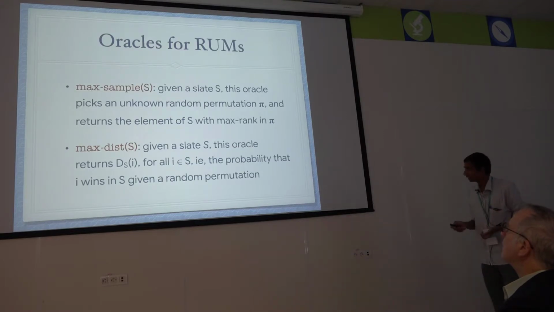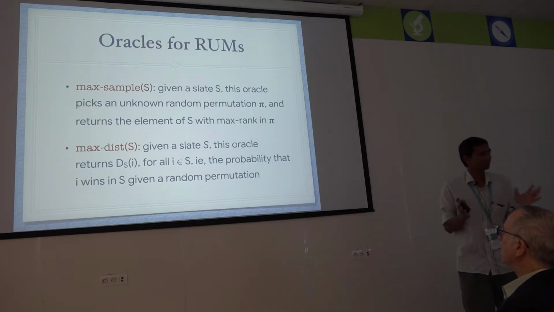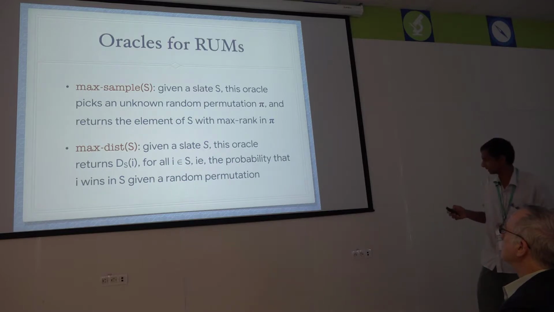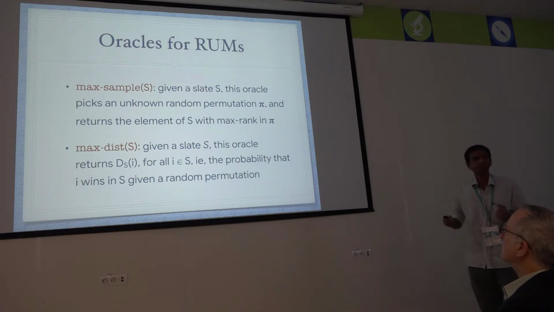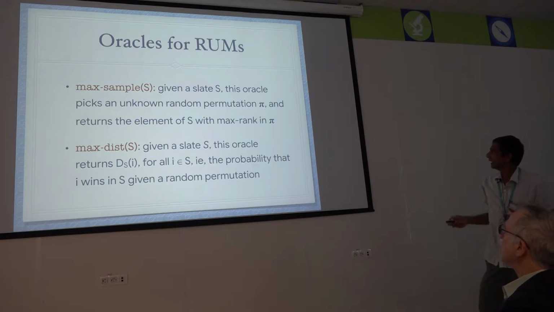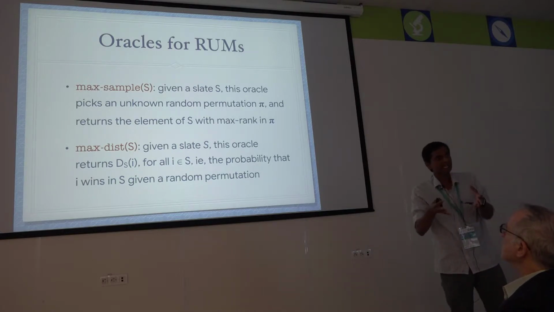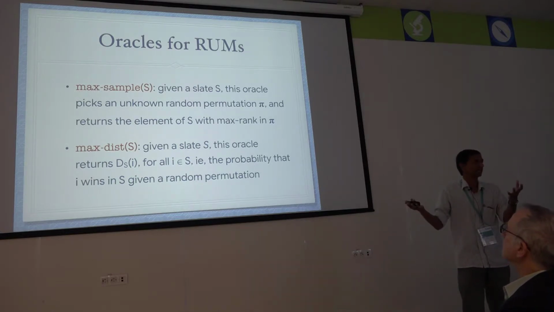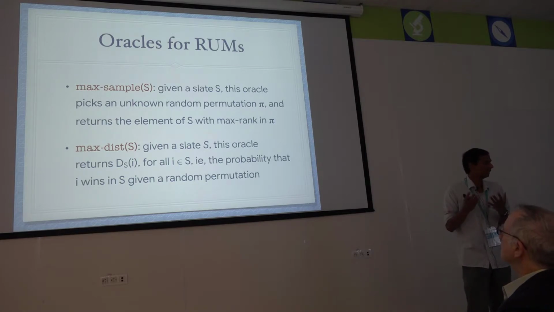Okay, and there are two kinds of oracles, just to formalize what we are going after. We have two kinds of oracles that are interesting. One is called the max sample oracle, which is the more natural one: you're given a slate, and this oracle picks a random user, which is equivalent to picking a random permutation pi, and then returns the element in the slate that is ranked highest according to pi. This is a very natural, most reasonable distribution.